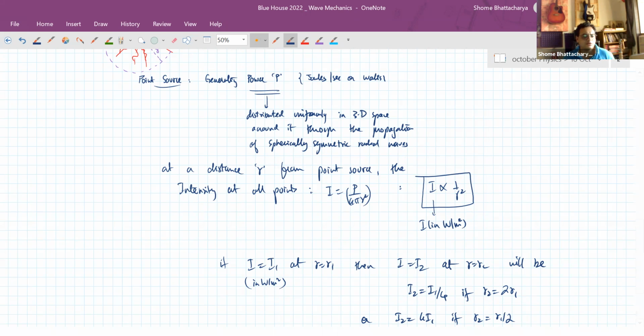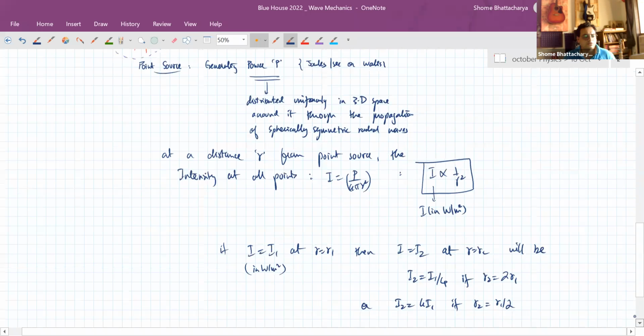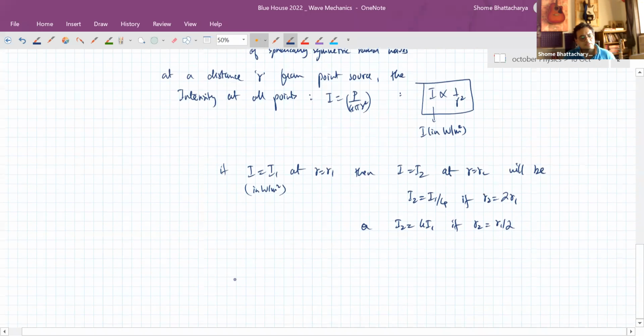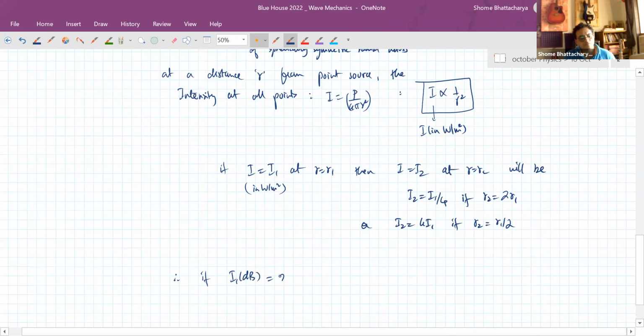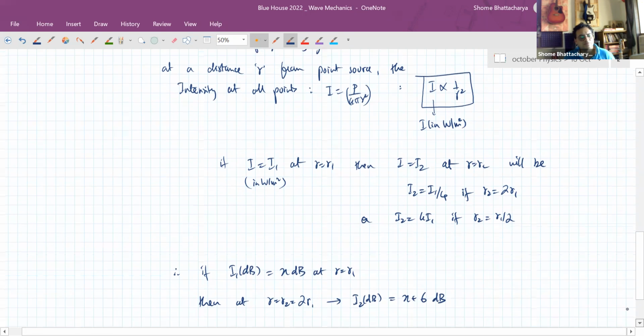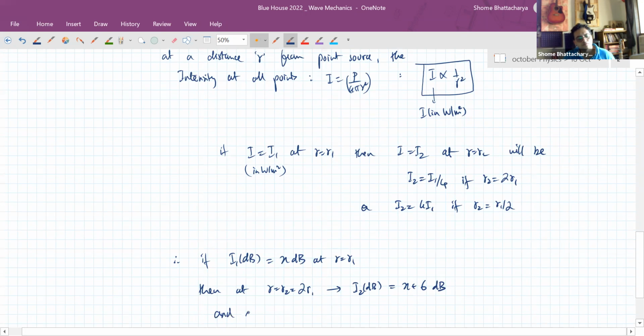So on the decibel scale, if the intensity is x decibels at r equal to r1, then at 2 times r1, the intensity in decibels will become x minus 6 decibels, because it has become 1/4. So minus 3 minus 3. Whereas, let's say r equal to r3, which is half of r1. Sorry, this will be minus because it's becoming less. I'm doubling the distance, so it should be.